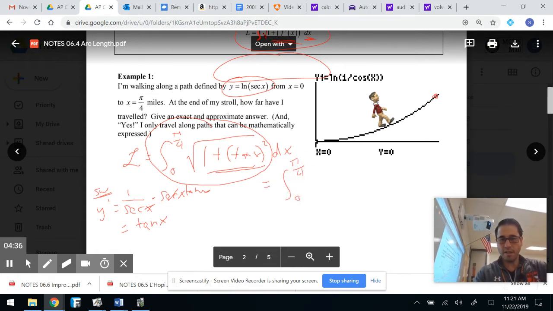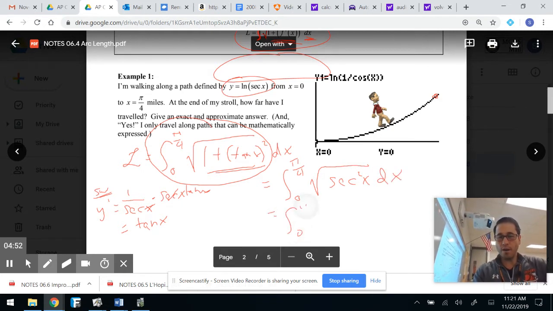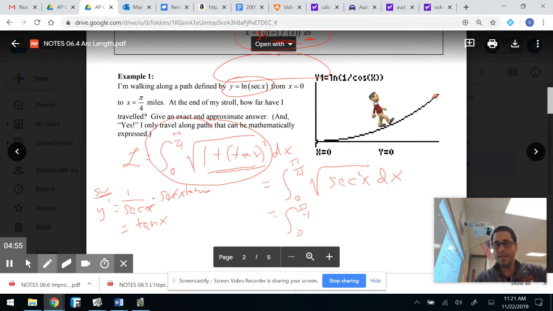Hopefully you notice that 1 plus tangent squared x is a Pythagorean identity, and that would give me secant squared x. If you don't believe me, go back to your pre-calc notes, class. Now, if I take the square root of that, that'd be the integral from 0 to pi over 4 of secant x dx.